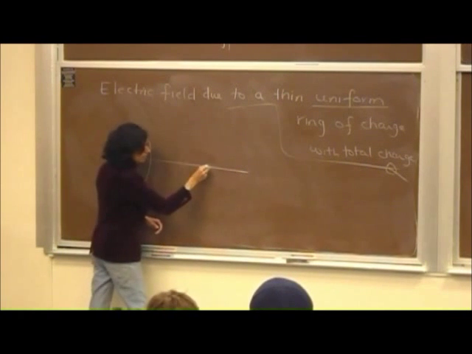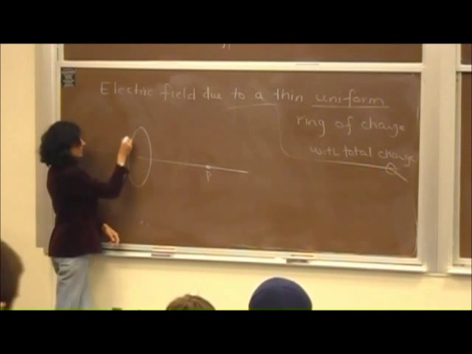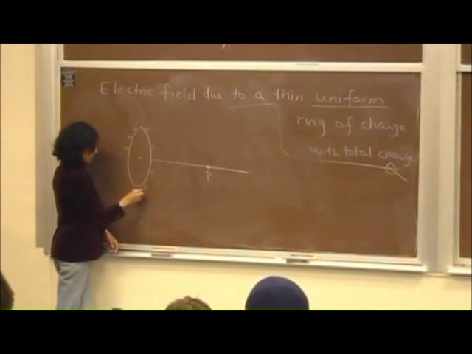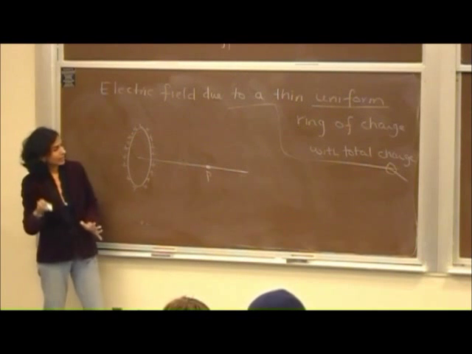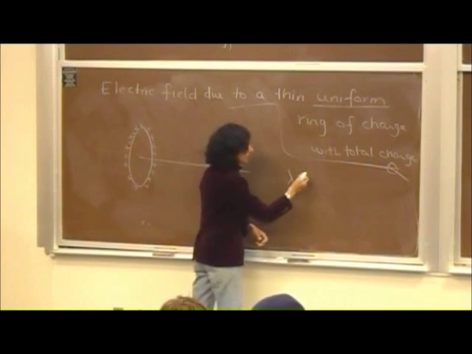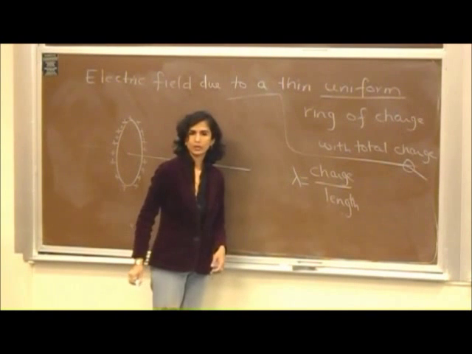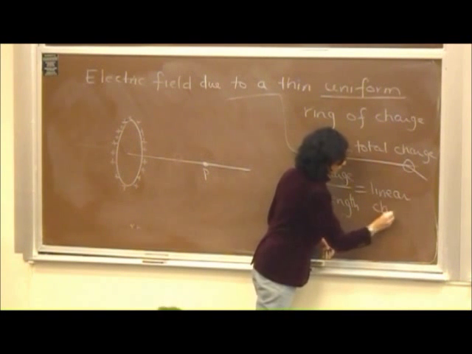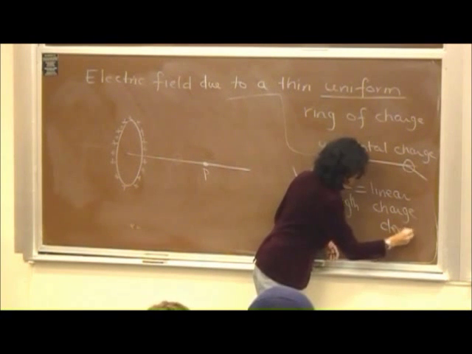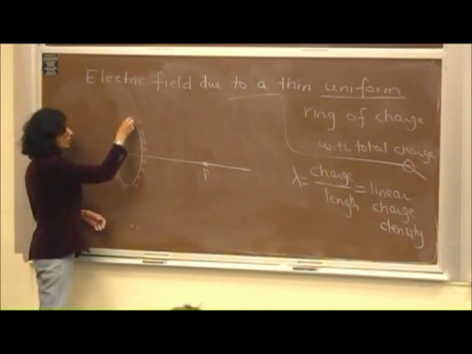So you can tell me the electric field at this point P, which is along the axis of this ring. This ring, let's say it has positive charge, uniformly distributed. I can't draw a uniform charge, but assume that this charge is uniform everywhere. I'm also going to define something called lambda. Lambda will be defined as charge per unit length. You can call it the linear charge density. So let's say that the radius of this ring is r.